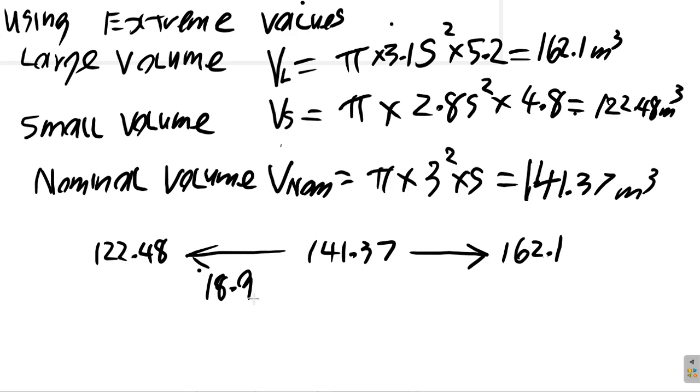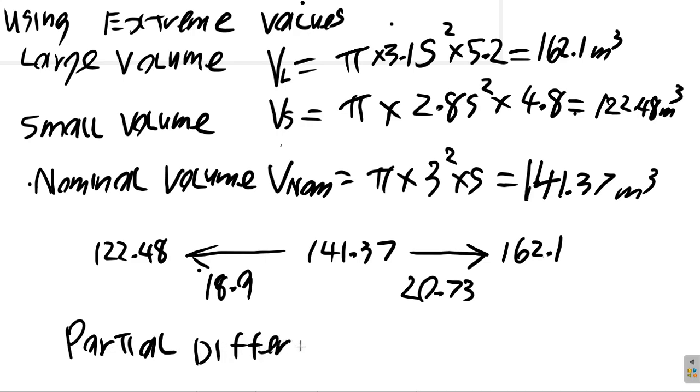And here, 162.1 minus 141.37 gives us 20.73. Alright, so that's using extreme values. Now let us use partial differentiation.